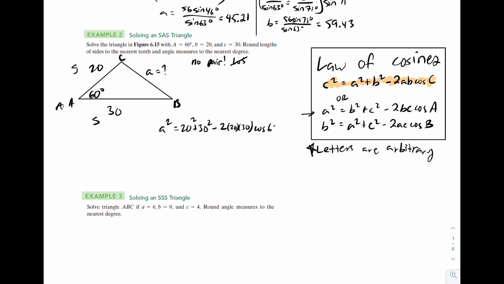Cosine of 60. So a is the root of all that. So you type that in your calculator, and then you are going to get 26.46. So I'll fill that in right here.